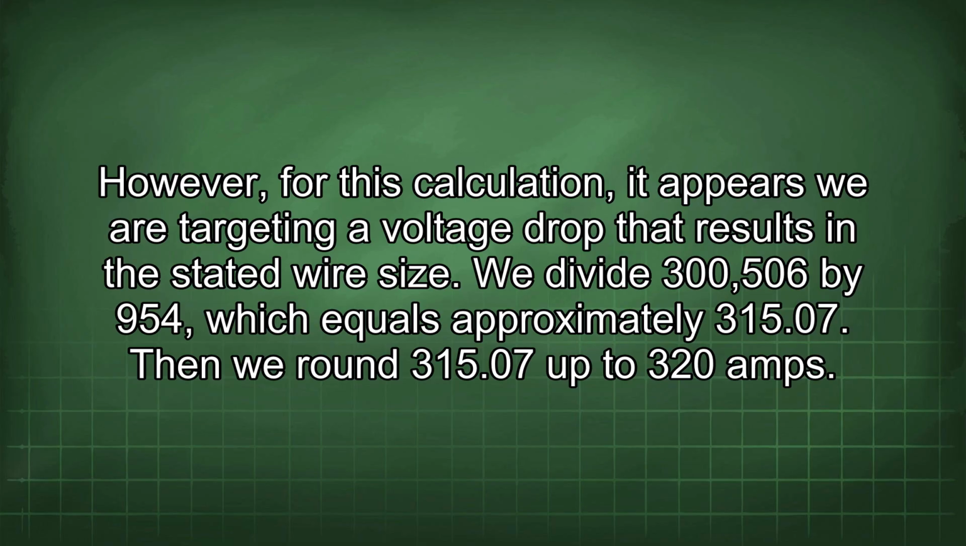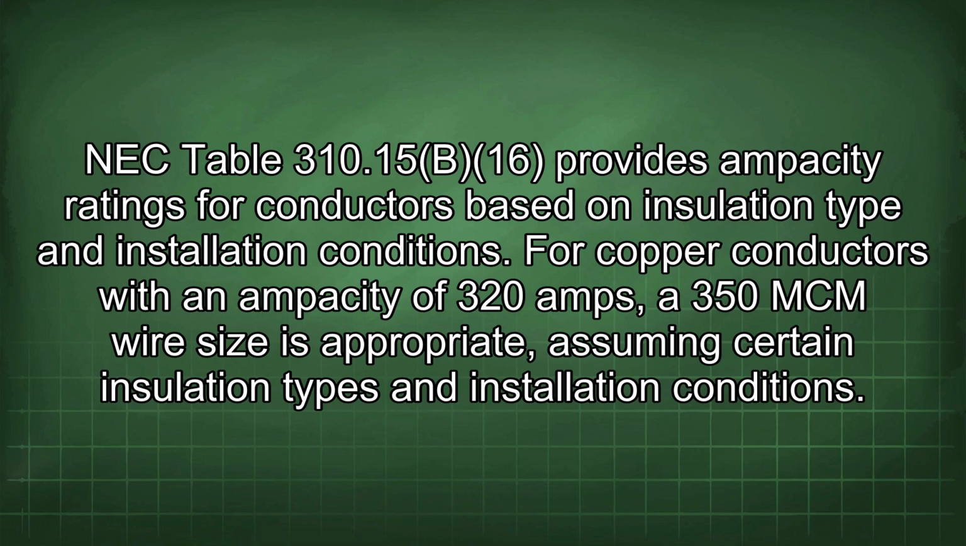We divide 300,506 by 954, which equals approximately 315.7. Then we round 315.7 up to 320 amps. NEC Table 310.15(B)(16) provides ampacity ratings for conductors based on insulation type and installation conditions. For copper conductors with an ampacity of 320 amps, a 350 kcmil wire size is appropriate, assuming certain insulation types and installation conditions.